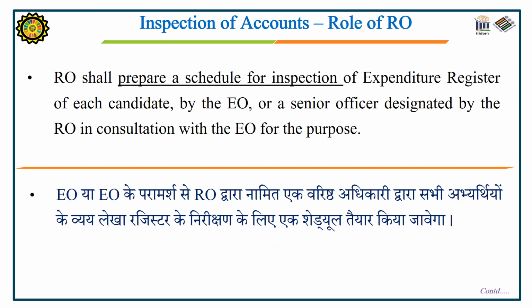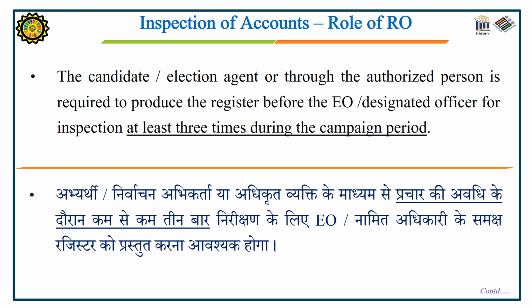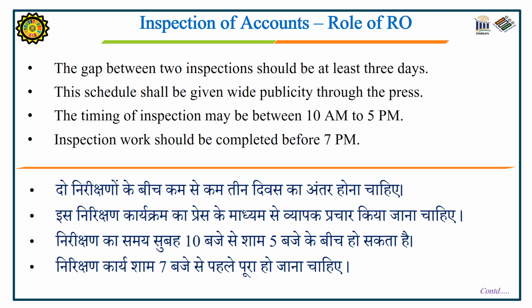Inspection of accounts. The returning officer shall prepare a schedule of inspection of the expenditure register of each candidate by the expenditure observer or a senior officer designated by the RO in consultation with the expenditure observer for the purpose. The candidate, the election agent or an authorized person is required to produce the register before the expenditure observer for inspection at least 3 times during the campaign period. The gap between 2 inspections should be at least 3 days. The schedule shall be given wide publicity through the press.